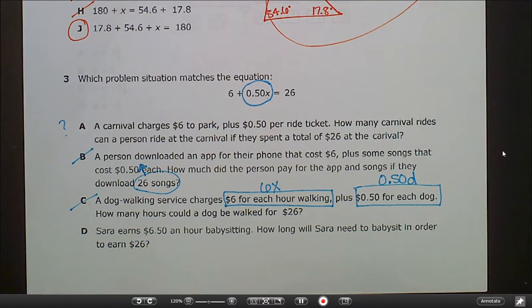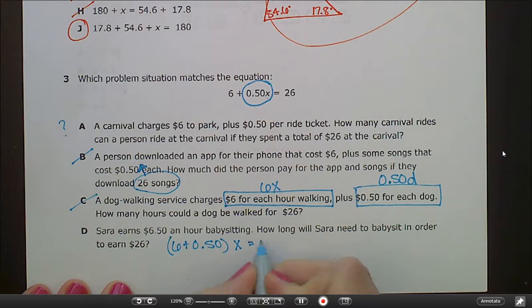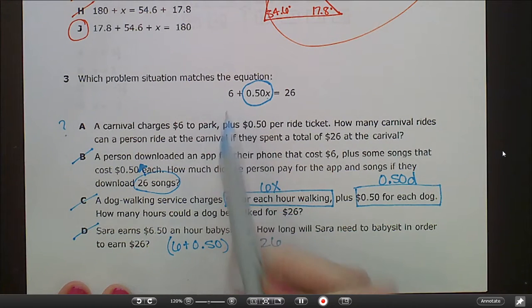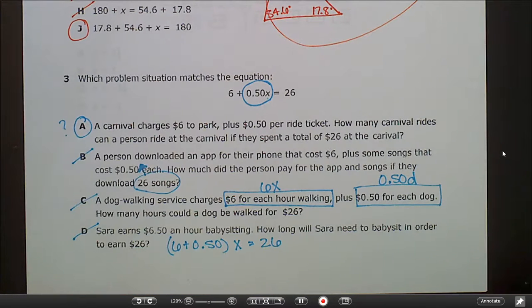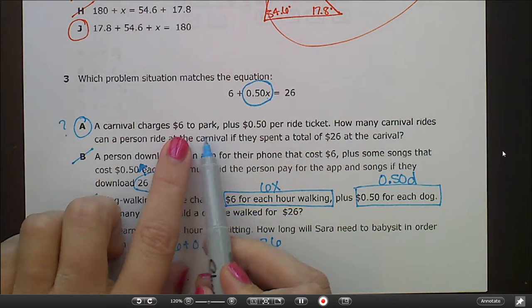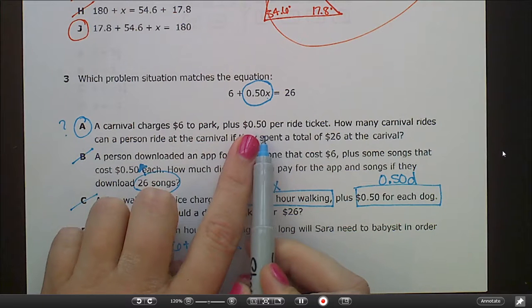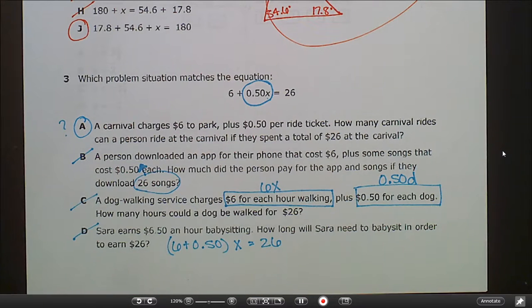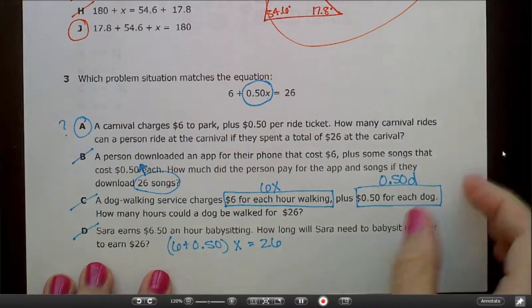Okay, Sarah earns $6.50 an hour babysitting. In order for that to work, we would need it to be 6 plus 50 cents, and then multiply all of that times the number of hours to get $26. But in this case, 6 is off by itself, so the only one that works is letter A. $6 by itself plus 50 cents per ticket. So go ahead and make sure that your test correction page is filled out for number 3.